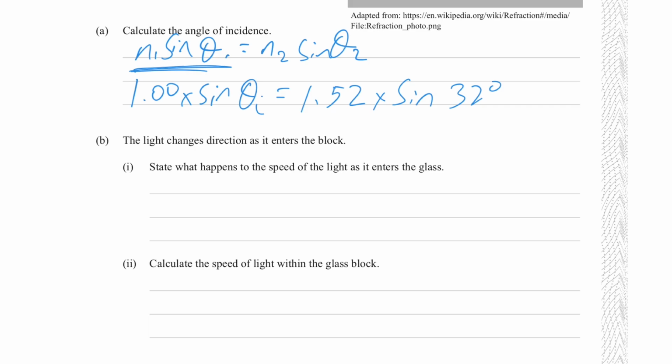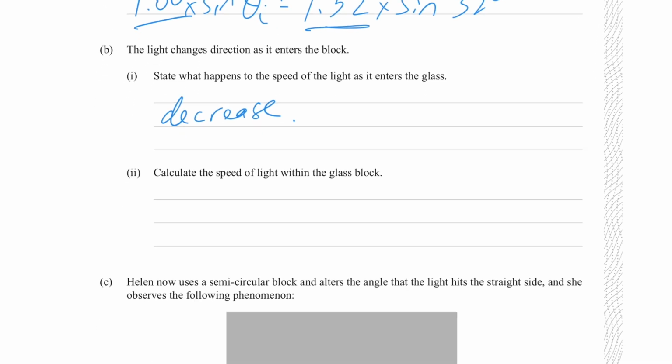The light changes direction as it enters the block. Yes, of course. State what happens to the speed of the light as it enters the glass. Well, it must decrease. It's a more optically dense medium. That's what the higher refractive index of 1.52 compared to air, 1.00, means. So the speed decreases. Calculate the speed of light within the glass block.